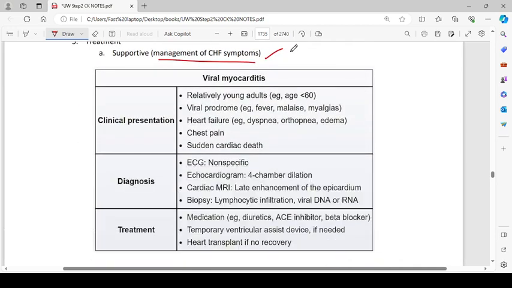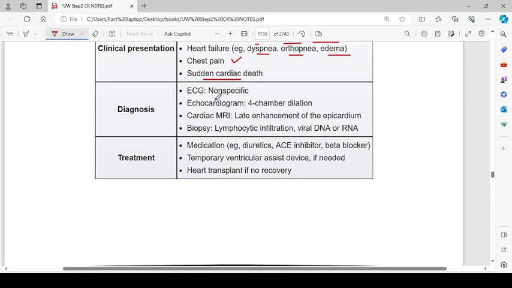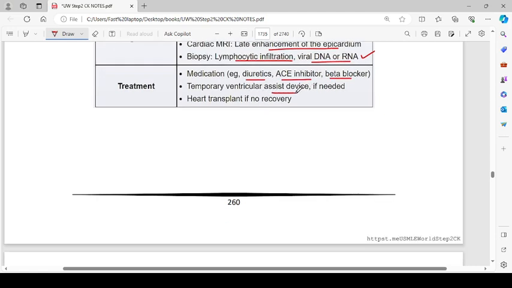Viral myocarditis, the clinical presentation is a relatively young adult, that is age less than 60. Viral prodrome like fever, malaise, and myalgias. Heart failure like dyspnea, orthopnea, and edema. There will be chest pain and sudden cardiac death. Diagnosis is made on ECG, but that is non-specific. Echocardiogram will show four-chamber dilation. Cardiac MRI, late enhancement of the epicardium. Biopsy will show lymphocytic infiltration, viral DNA or RNA. Treatment: medication like diuretics, ACE inhibitors, and beta blockers. Temporary ventricular assist device if needed, and heart transplant if no recovery is seen.